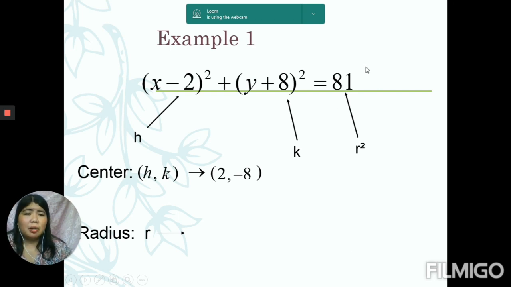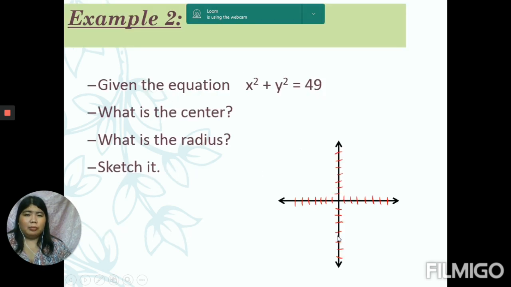Ayan. So, this one naman, 81. So, sabi ko nga kanina, para makuha nyo yung radius, you have to get the square root of 81, which is 9. So, the radius is 9. Yun. Ganun lang po kasimple. Makuha mo na yung center and yung radius from our equation. So, that is our center and this one is our radius.